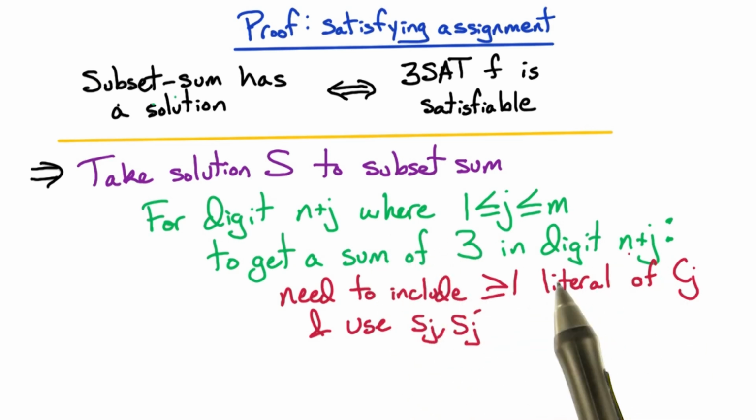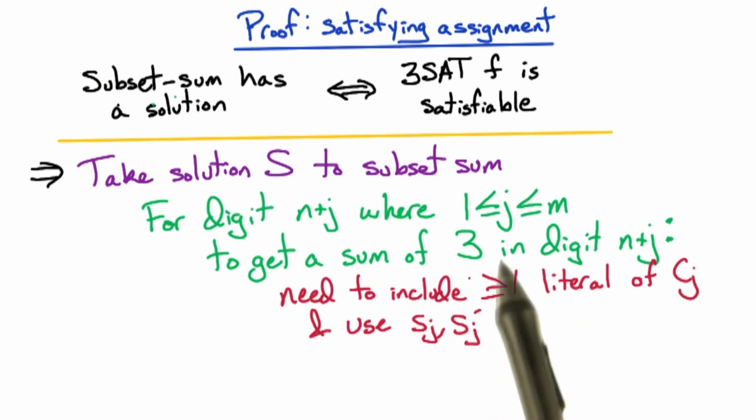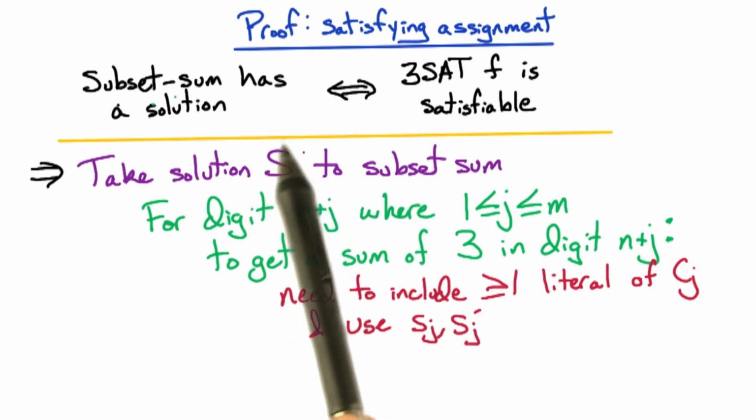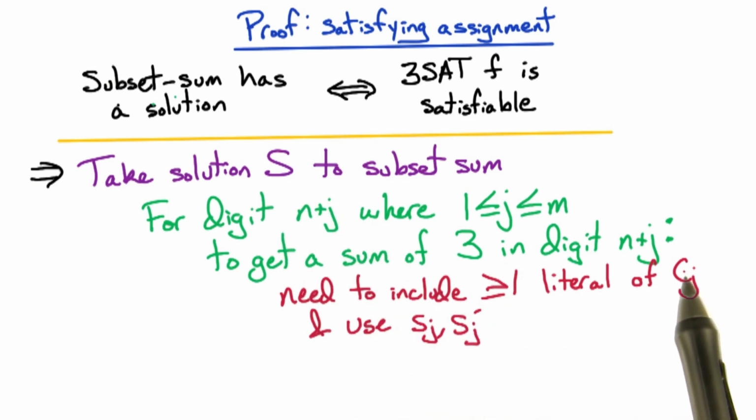If we satisfy 0 of the literals in this clause, then there's no way to achieve a sum of 3 in this digit, and therefore we don't have a solution to the subset sum problem. We're assuming we have a solution, therefore we must have at least one satisfied literal in this clause.